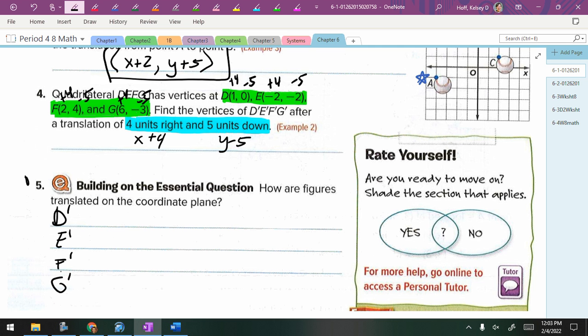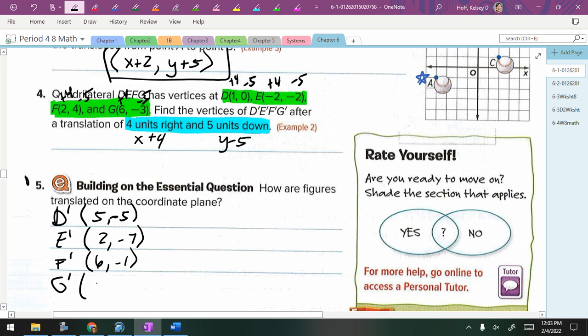Somebody who hasn't answered for me. Where's D prime located? Maddie. 5, -5. Thoughts? Okay. Who's got E prime that I haven't heard from? Connor. 2, -7. Thoughts? I like it. Good. F prime? Parker. 6, -1. Good. And who's got G prime? Chris. 10, -8. Nicely done. Any questions?